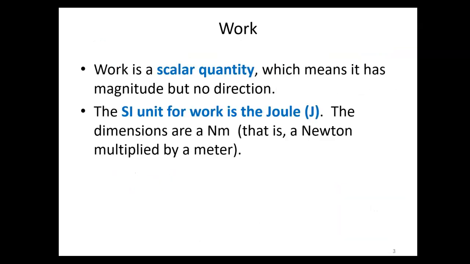Work is not a vector, it's a scalar quantity, and that means it has a magnitude or an amount, but there's no direction associated with it. The standard metric unit for work is the joule, which is represented by an uppercase J. And it's sometimes helpful to understand that the dimensions of a joule are a newton multiplied by a meter, a newton meter.